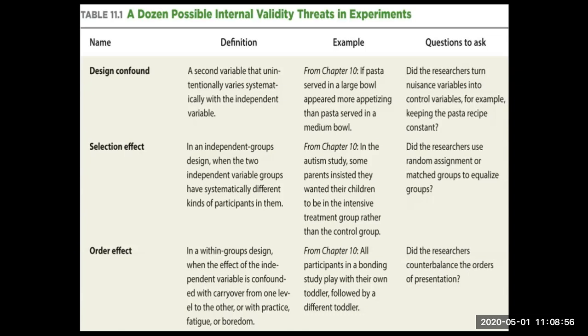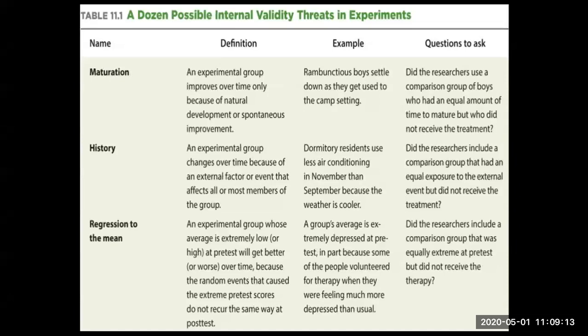But if they counterbalance the orders so that half of them played with their own child first and half of them played with a stranger's child first, then maybe we can control for that potential order effect. So these are the ones you guys were already familiar with, I hope. Now let's look at the other 6, and then 3 more to add to that at the end.